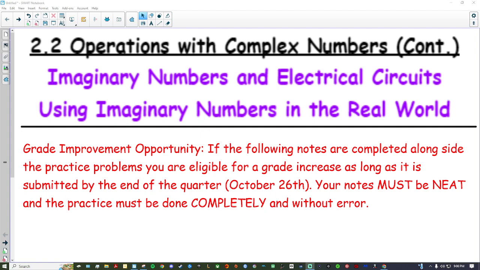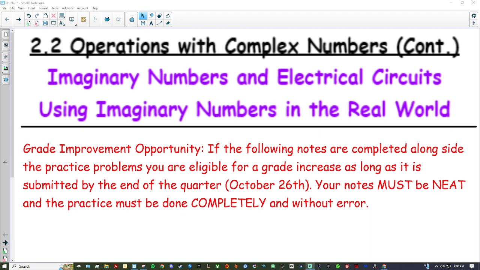This is Mr. Tokar, and this is a grade improvement opportunity. Make sure you get a foldable because these notes need to be done in completion, fully done with neatness, as well as the practice problem.